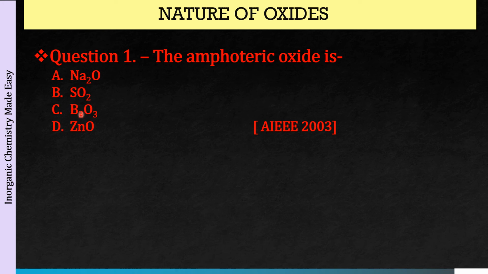I hope now this should be very easy for you. You just have to look at the amphoteric compound list that we had, and you will find that it is zinc oxide that is going to be amphoteric. So the correct option over here is going to be D choice.